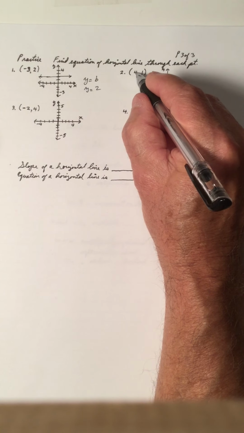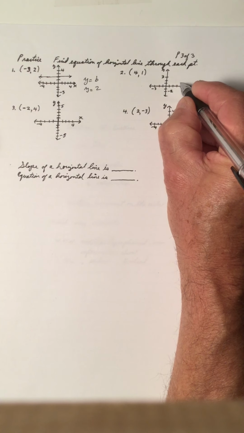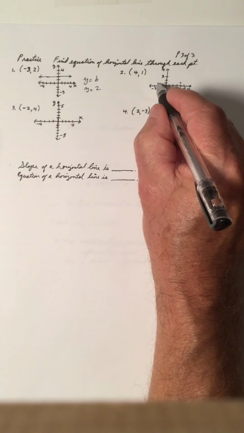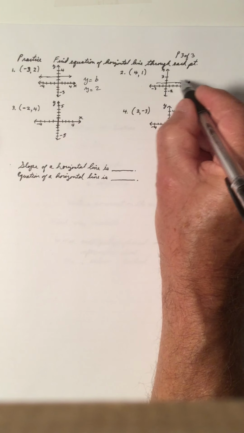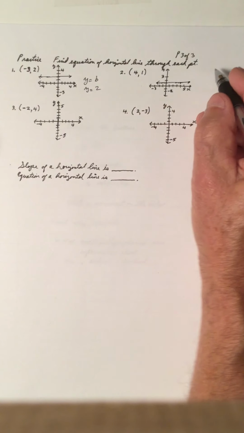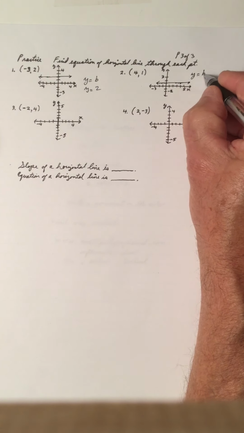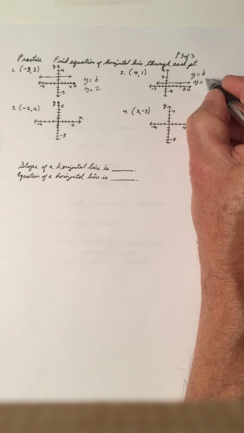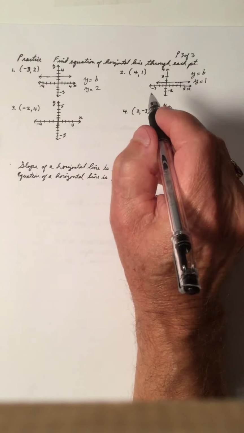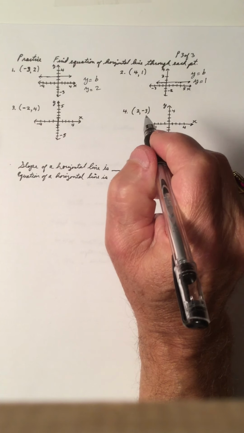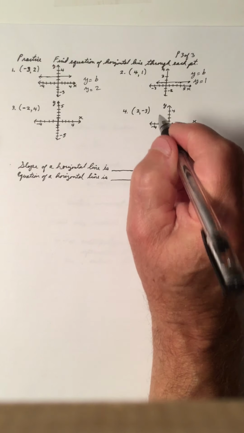Number 2, the point 4, 1. Plot the point 1, 2, 3, 4, 1. There's the point 4, 1. And there's the horizontal line through that point. And the equation is y equals b, y equals 1, the y coordinate of the point. Horizontal line, repeat, has all y coordinates the same. So the equation is y equals the y coordinate.